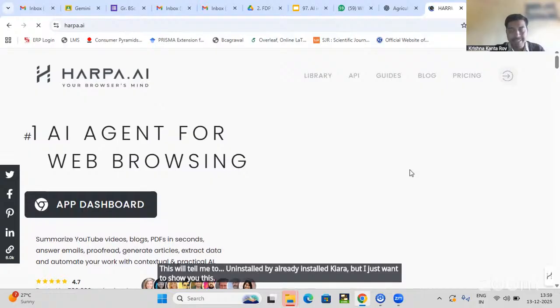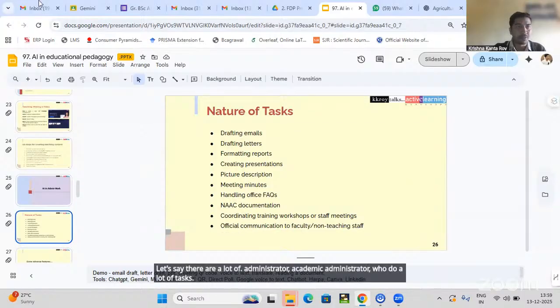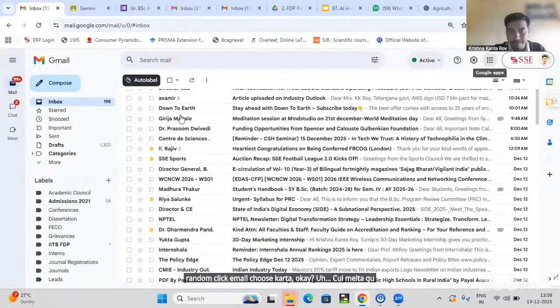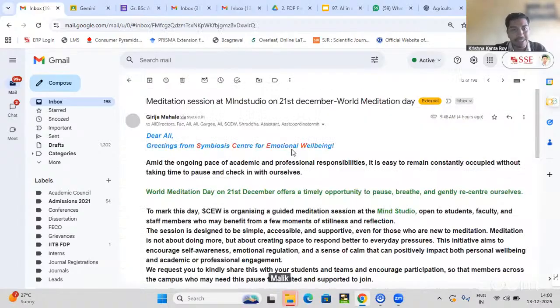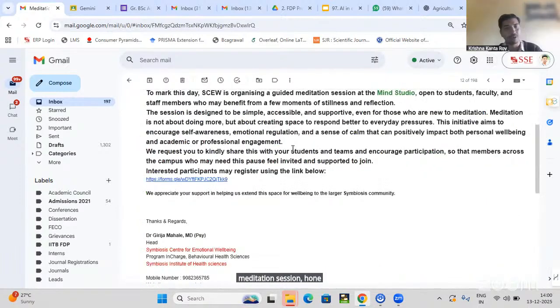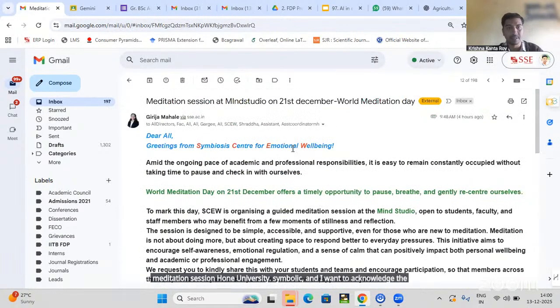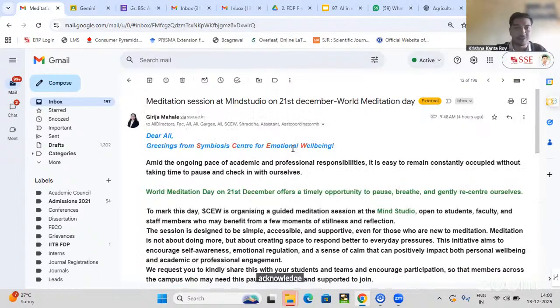देखिए, let's say there are a lot of academic administrators who do a lot of tasks. तो अभी मान लीजिए मैं randomly एक email choose करता हूँ, ठीक है. कोई एक email ले लेता हूँ जो कि less sensitive है. मान लीजिए ये एक मेडिटेशन सेशन होने वाला है मेरे यूनिवर्सिटी में, ऐसा कुछ है, सिंपल, ठीक है. And I want to acknowledge the person who sent. मुझे इसका रिप्लाई करना है, acknowledge. And in terms of acknowledgement, what will I do?